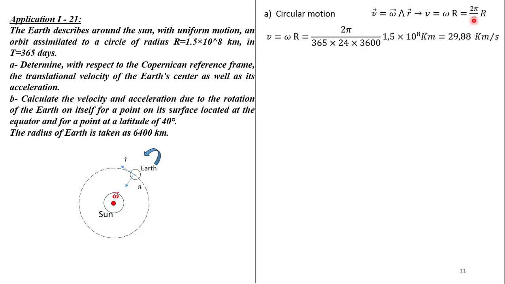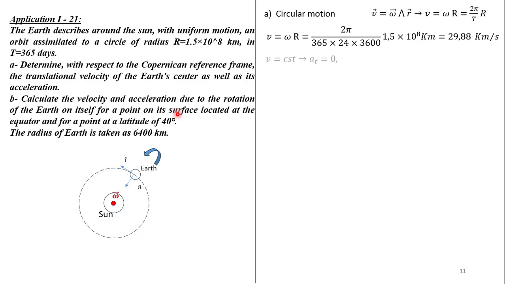By replacing each term with its value, we obtain V equal to 29.88 kilometers per second. Here, pay attention to the units. You can convert this value to meters, and then the value of V will be in meters per second.